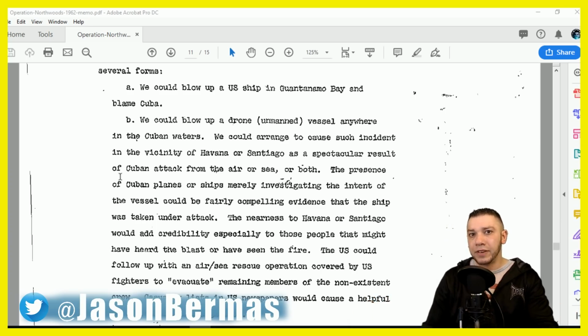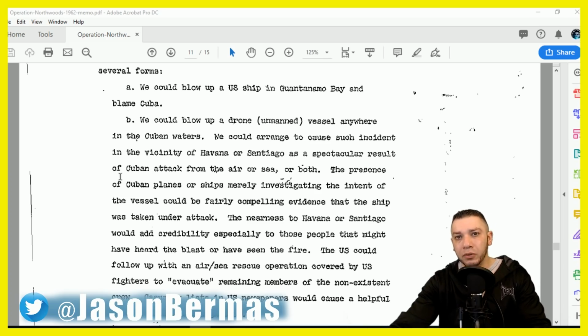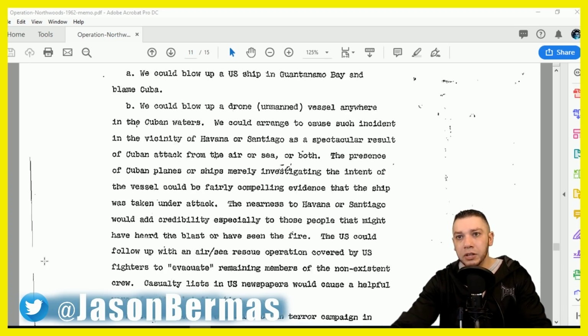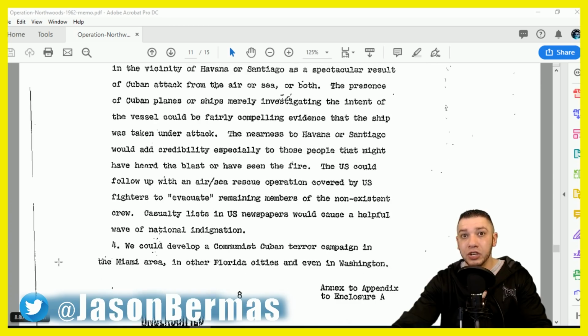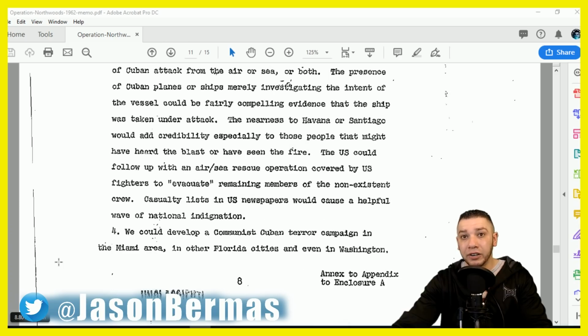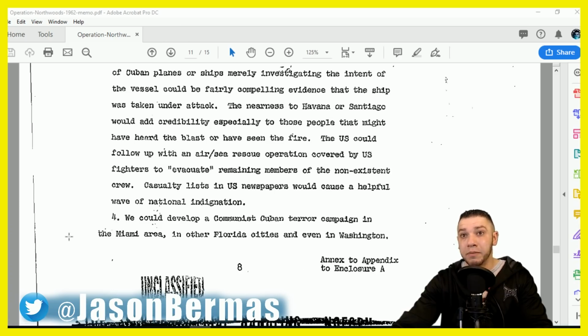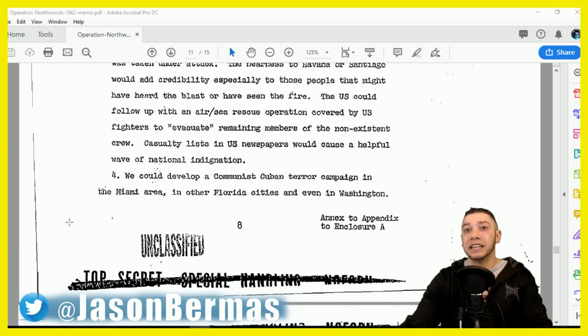The nearness of Havana or Santiago would add credibility, especially to the people that might have heard the blast or have seen the fires. The U.S. could follow up with an air-sea rescue operation covered by U.S. fighters to evacuate remaining members of non-existent crew. Casualty lists in the U.S.